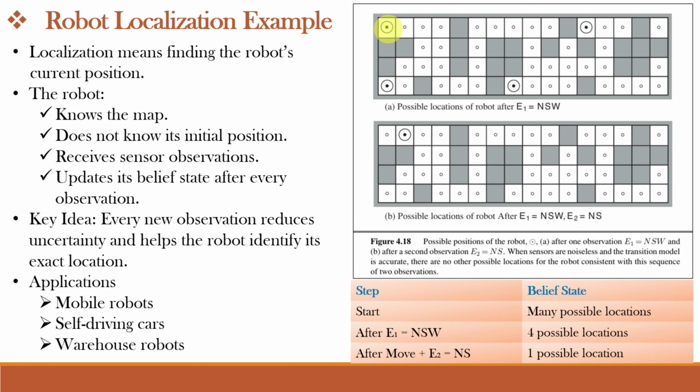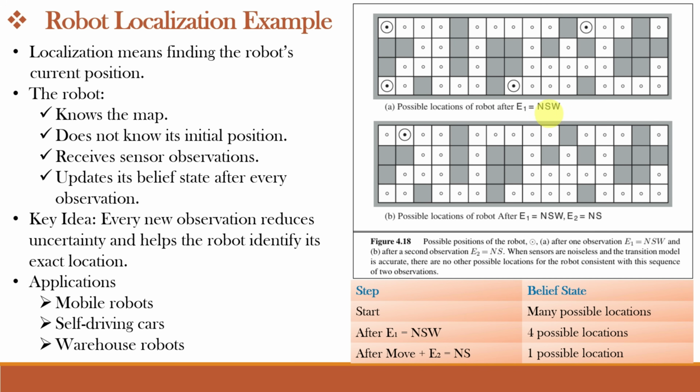So initially the robot does not know where it is. So every empty square in the map is a possible location. That is, its belief state is very large. Now this robot receives its first sensor observation, that is E1 is equal to NSW.